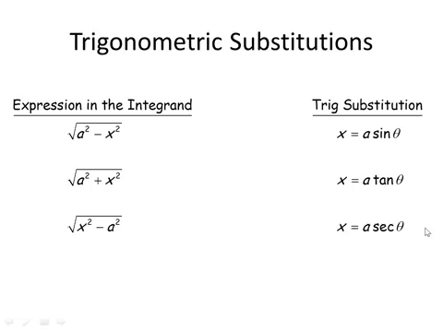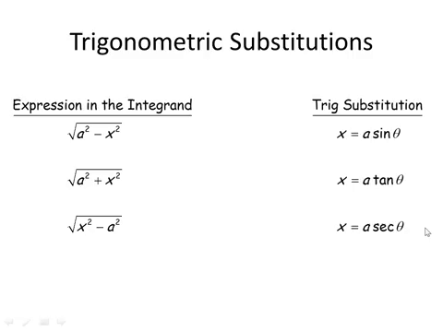You have the square root of a squared minus x squared. You have the square root of a squared plus x squared. And then you have the square root of x squared minus a squared. Same concept. You know, x squared could be something like 16x squared, and so x would be 4x. And then a squared could be 25, so a would be 5. So, if you have these integrands in your problem, the integrands are the ones on the left, or if you can make your problem look like one of these integrands, then you're going to substitute x for what's on the right.